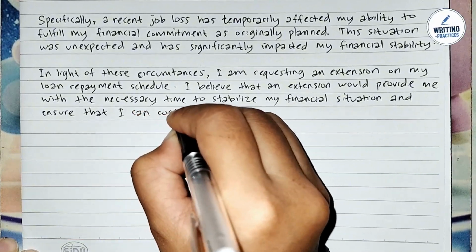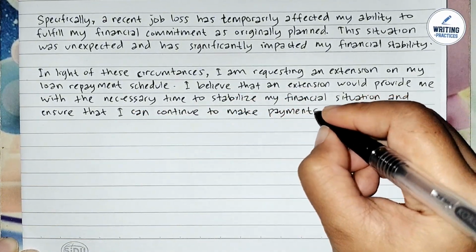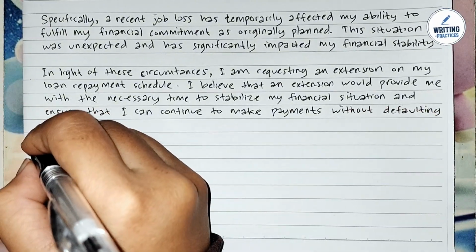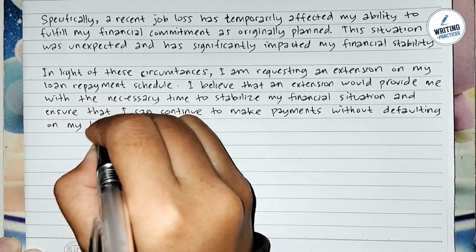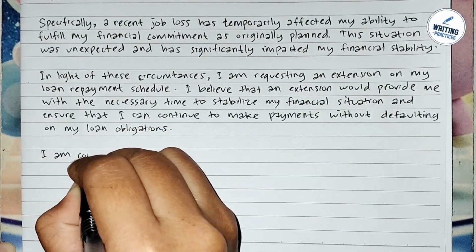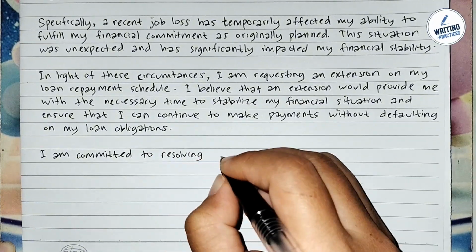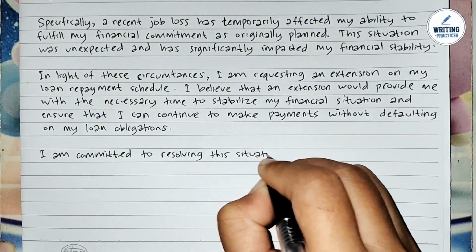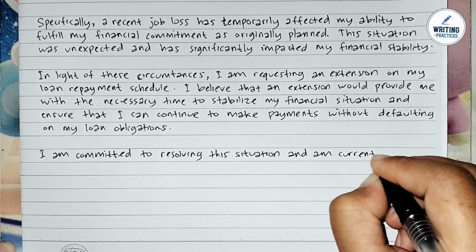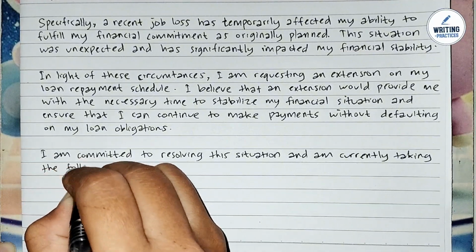"I believe that an extension would provide me with the necessary time to stabilize my financial situation and ensure that I can continue to make payments without defaulting on my loan obligations." In the fourth paragraph, this is where you write about steps taken by the borrower. For the actions taken part, you must write a description of steps the borrower is taking to improve their financial situation. For example, they can be seeking employment, reducing expenses, or so on.